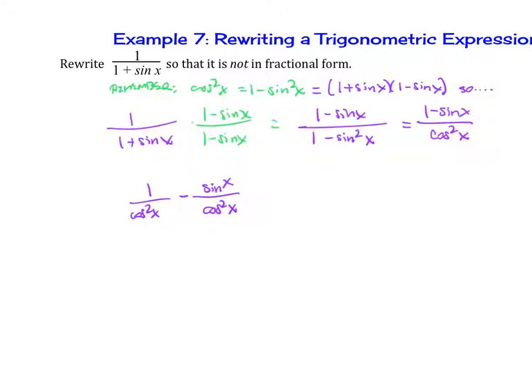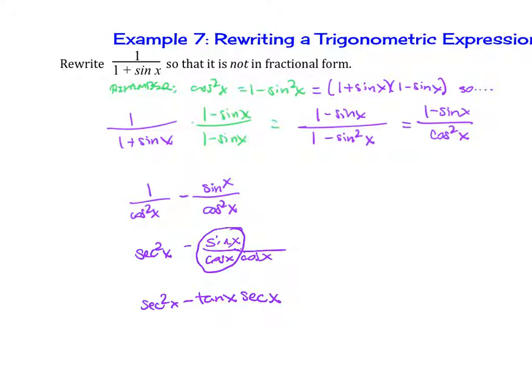Now let's simplify a little bit more. 1 over cosine squared of x just becomes secant squared of x. And then we have sine of x, so we can separate that a little bit. So that's sine of x over cosine x times cosine x in the denominator. So sine of x over cosine x becomes tangent of x. Then the cosine in the bottom becomes secant of x. So now it's not in fractional form. So secant squared of x minus tan of x times secant of x.